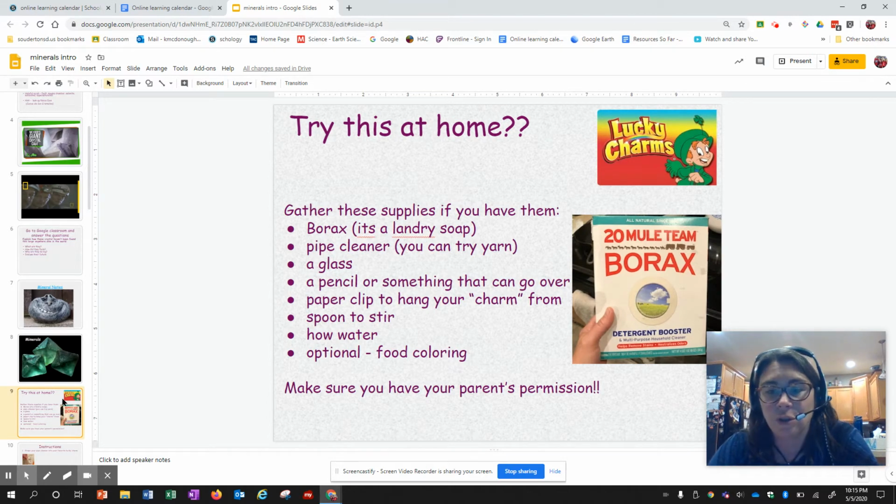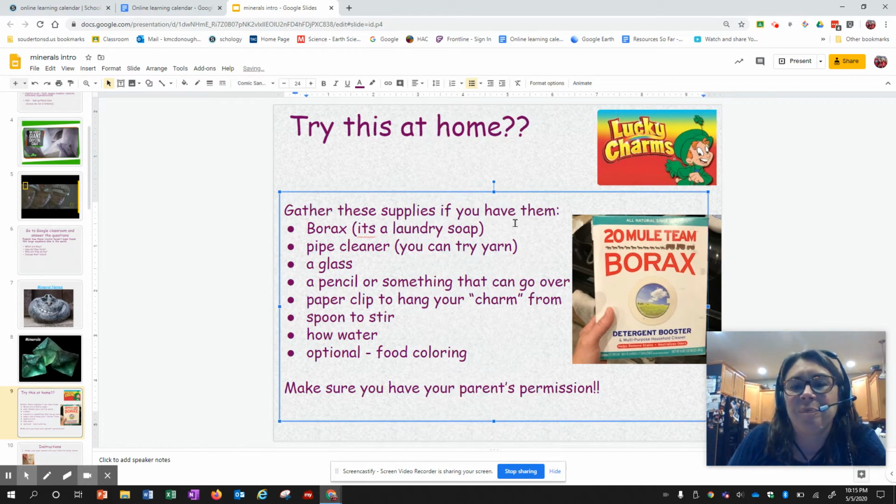Here is an optional lab for you if you want to try. If you have these supplies at home, this is a very easy, fun kind of lab that we, again, would have done in class. You need borax, and borax is a laundry soap. I spilled laundry around, so maybe you have it. If you don't have it, don't worry about it. You can also Google how to make rock candy if you want to do this with sugar. I've never successfully made rock candy, but if you want to give it a go, you can. It's the same idea.